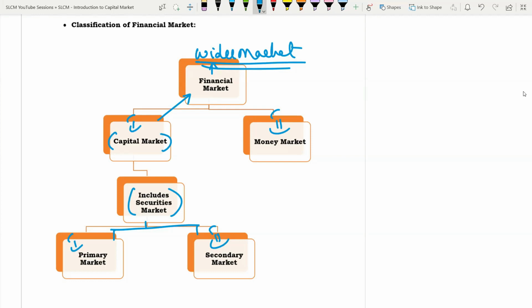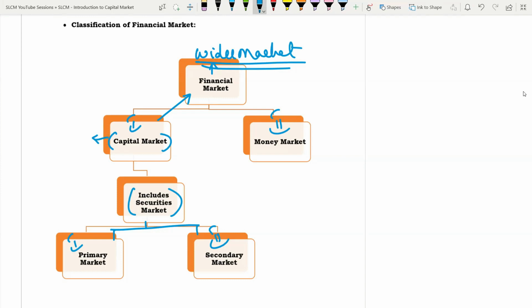So if you're clear with the classification of the financial market, it will be easier for you all to understand the entire subject with much more ease and convenience. Okay, so now going to the capital market.